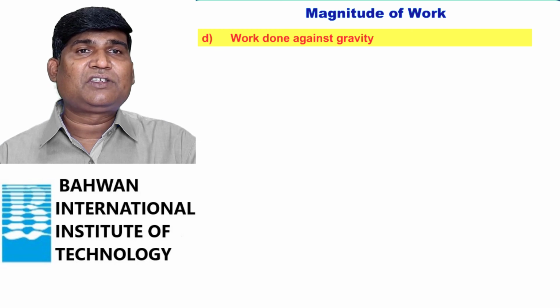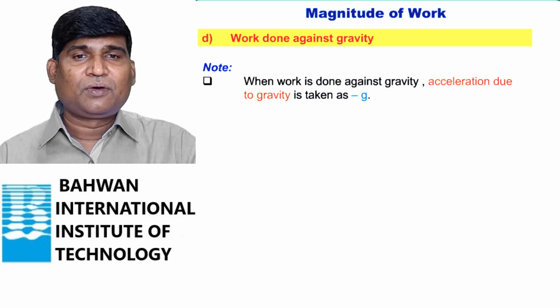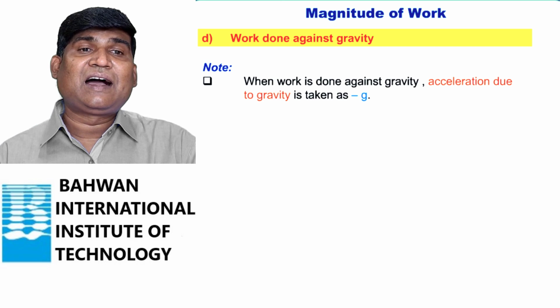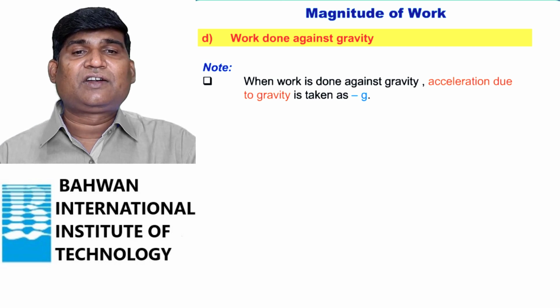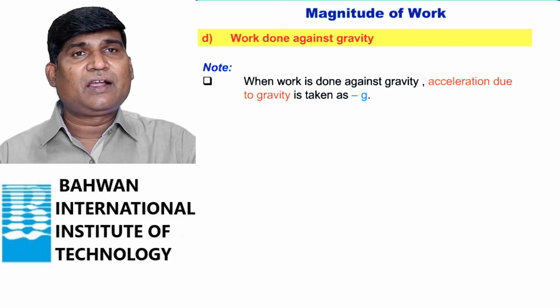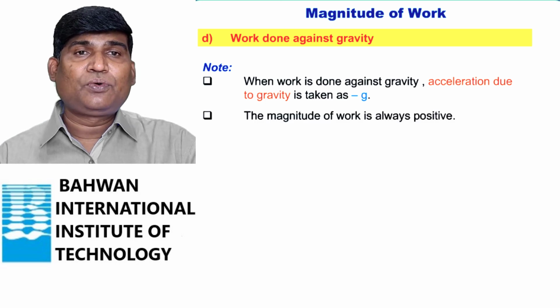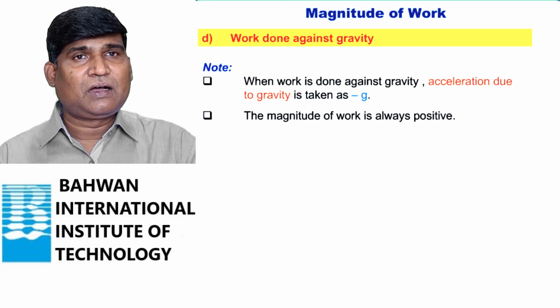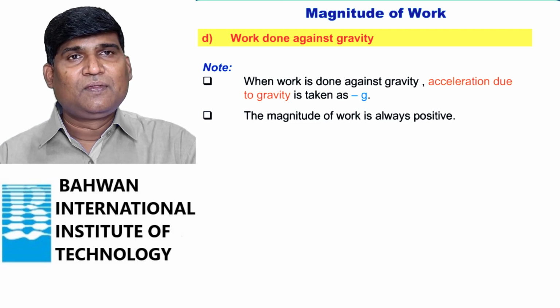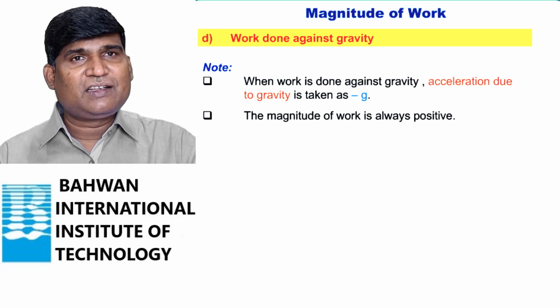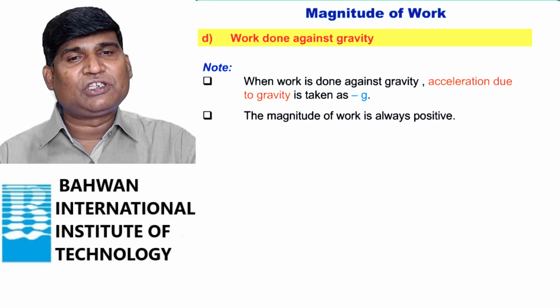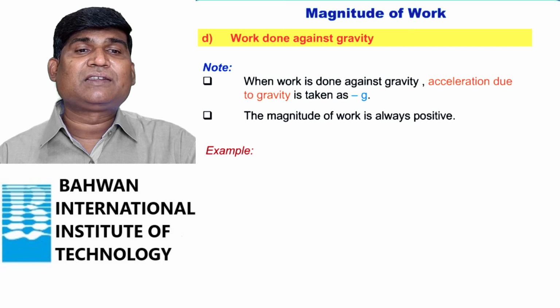Whenever work is done against gravity, the acceleration due to gravity we take as minus g. Whereas the magnitude of work is always positive. I already told in the last class, work is a scalar quantity. It has only magnitude. We know magnitude we always take as positive. That's why the magnitude of work is always positive, even though we are taking g as a negative one.